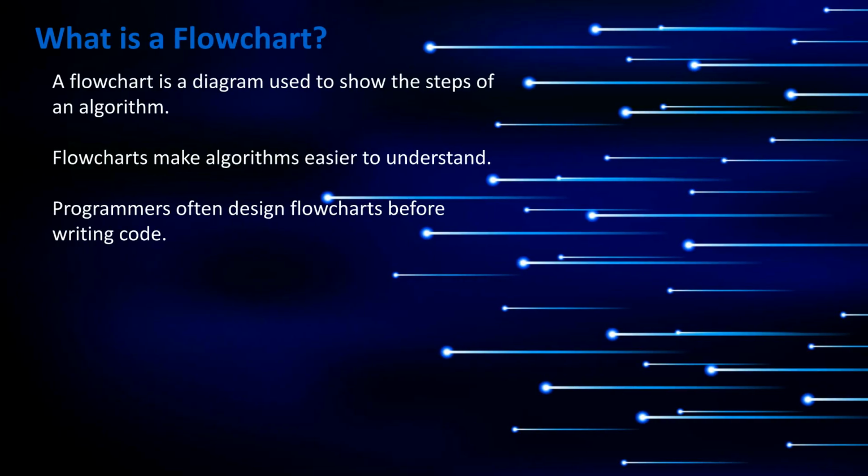A flowchart is a diagram used to visually show the steps of an algorithm, making them easier to understand. Programmers often design flowcharts before writing code.